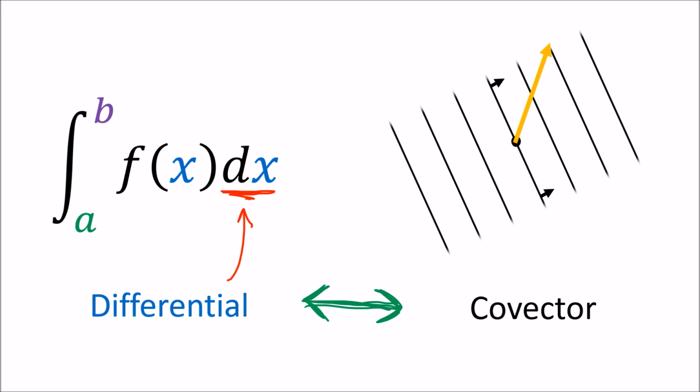Well, it's actually going to take a few videos for me to explain this connection. But the first step to showing this connection is going to involve us reinterpreting the d symbol in differentials. Normally we think of this d symbol as meaning a small change in, but we're going to reinterpret it to mean something different. So before we do that, let's just do a quick review of differentials and covectors.